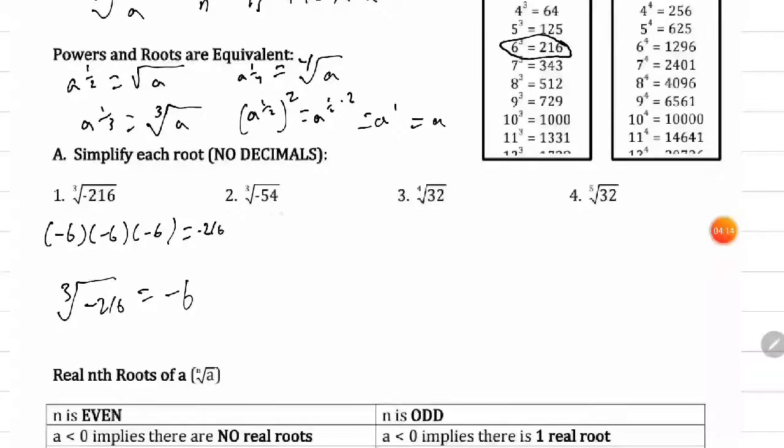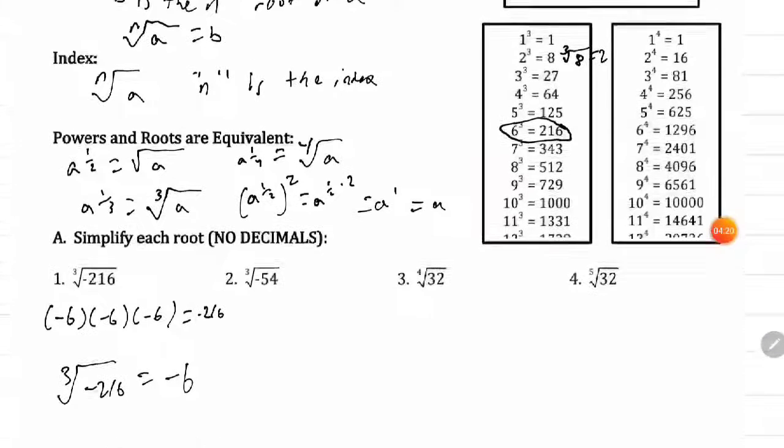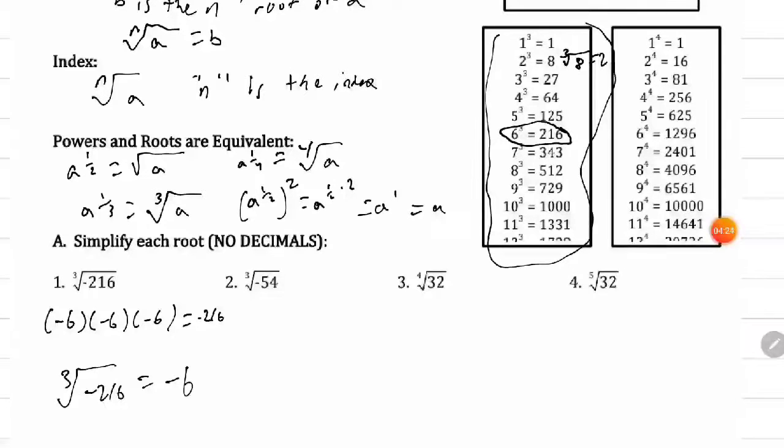Negative 54. Let's break that down into cube roots. Before we were looking at square roots, so we were looking for perfect squares. Now we're looking for these numbers here. So negative 54 breaks down into negative 27 and 2. So we have the cube root of negative 27 times the cube root of 2. The cube root of negative 27: 3 to the 3rd power is 27, so negative 3 to the 3rd power is negative 27. And then we have the cube root of 2.